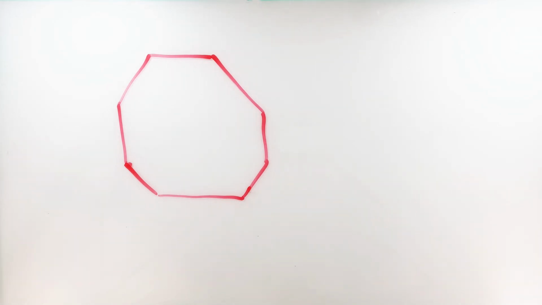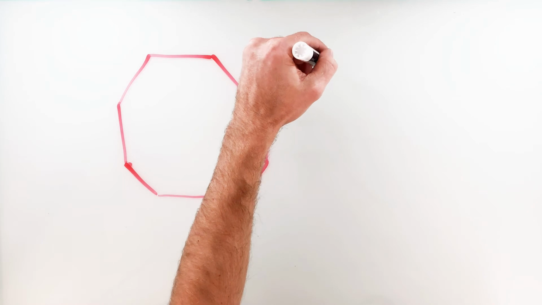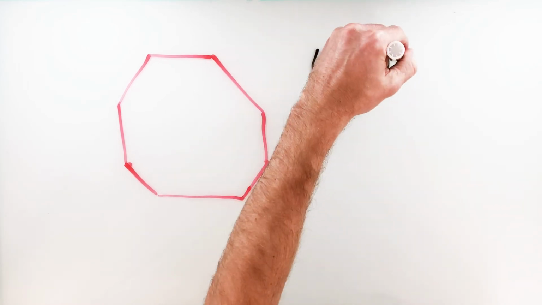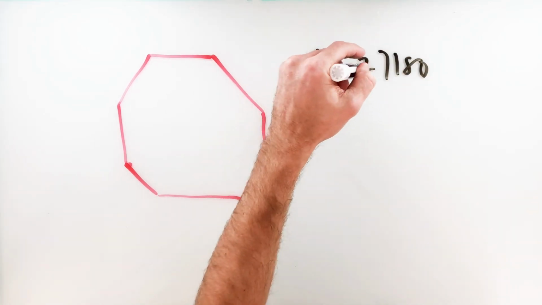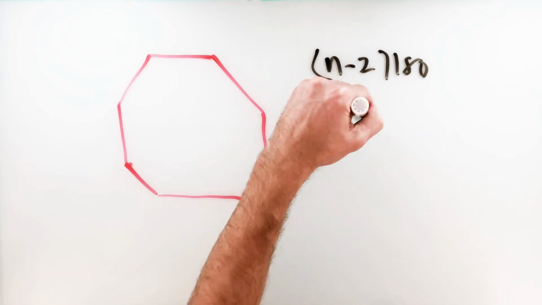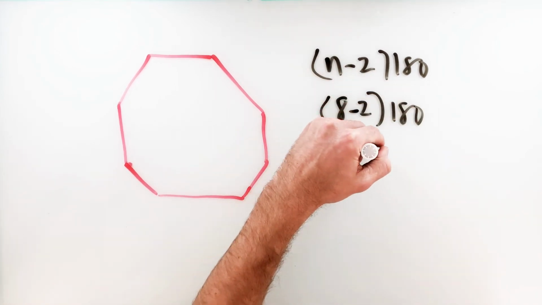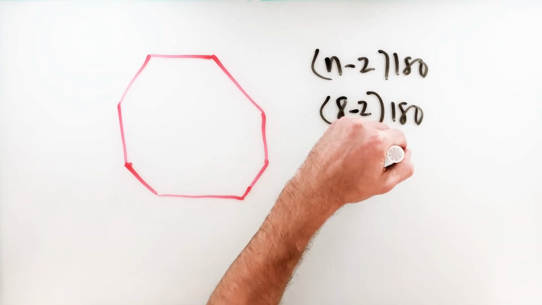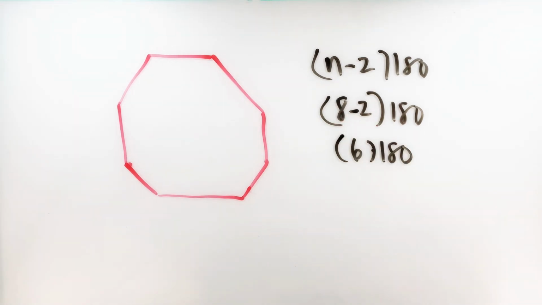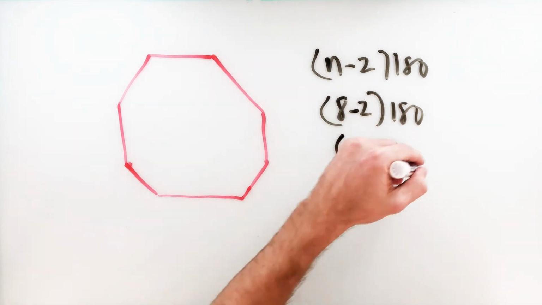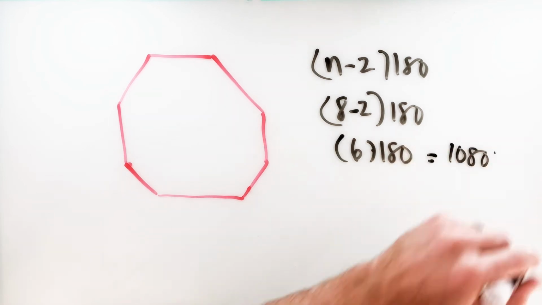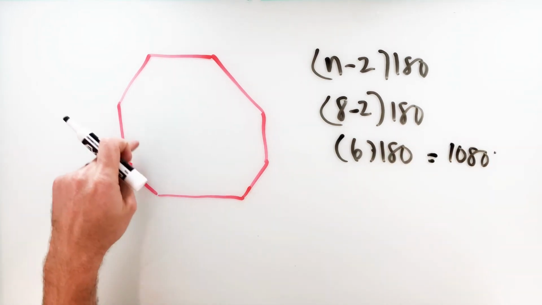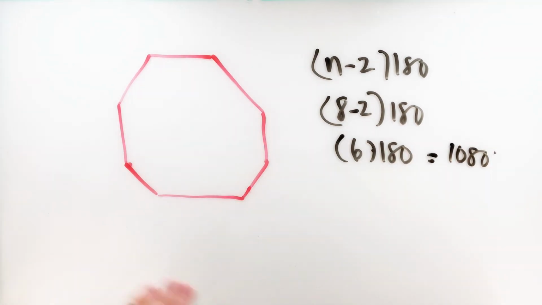So if I want to get the sum of all the interior angles, I go back to my formula: number of sides minus 2 times 180. I plug in 8 for the number of sides, which gets me 6 times 180, and 6 times 180 is 1080. So that's if I took all 8 of these angles inside of this octagon and added them all together.